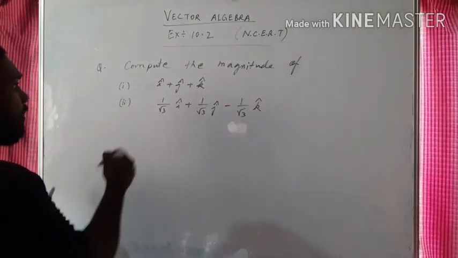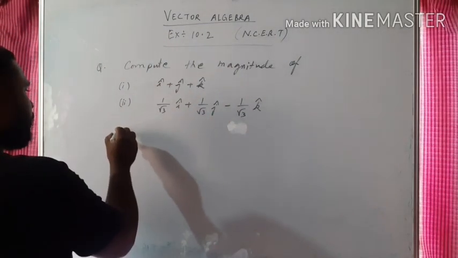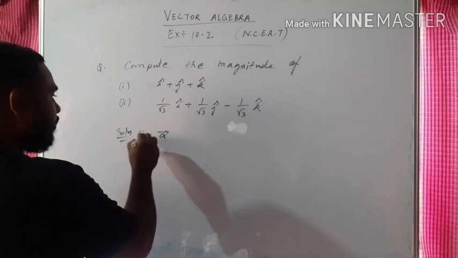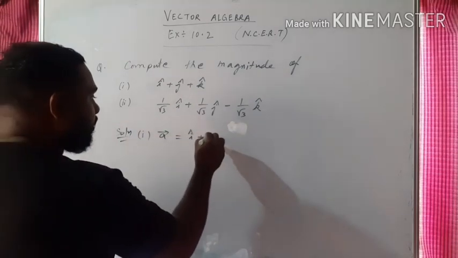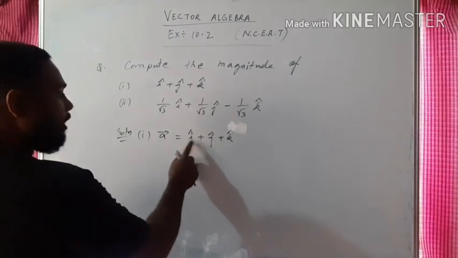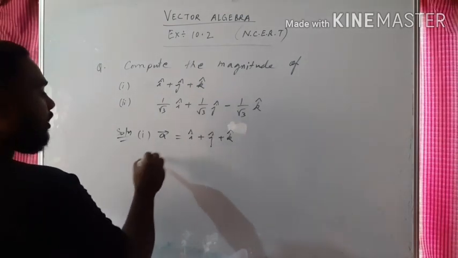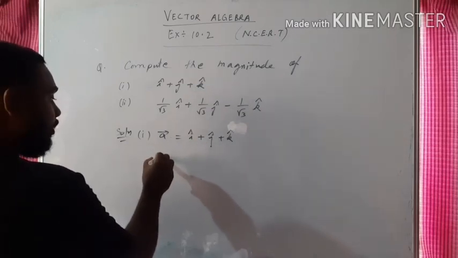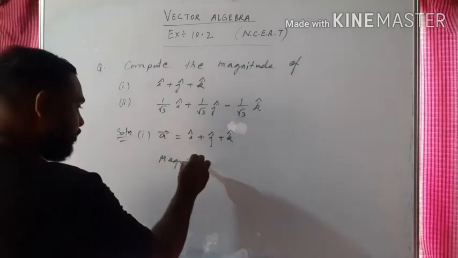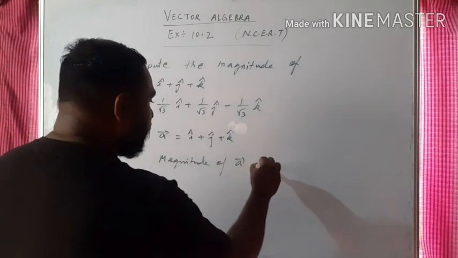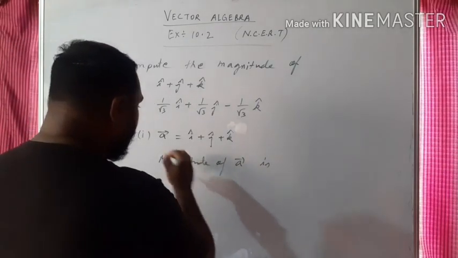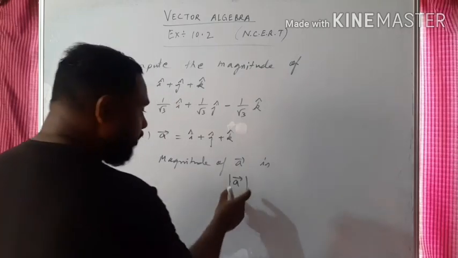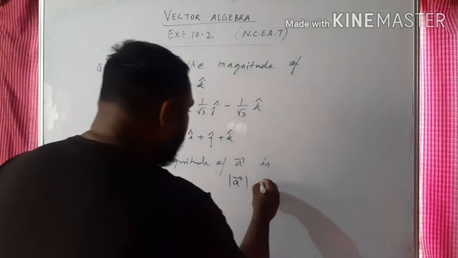So the first one I have taken, the vector is, let me represent by a vector. Okay, so a vector is i plus j plus k. So I want to find the magnitude of a vector. I have represented it by a vector. So the magnitude of a vector is, if this a is a vector, then its magnitude is denoted by mod of a.